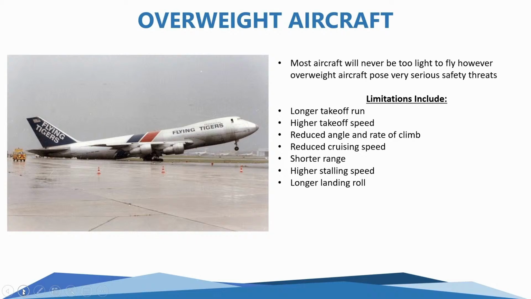The limitations of flying with too much weight are going to be longer takeoff runs, longer takeoff rolls. You're going to use a lot more runway than what you would normally expect. You're going to need a higher or faster takeoff speed. You're going to get a reduced angle of climb and rate of climb. You're going to get a reduced cruising speed, shorter range, higher stalling speeds, and that longer landing roll as well.